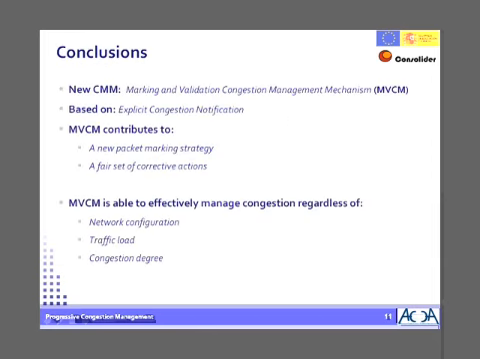To conclude, a new mechanism, referred to as Marking and Validation Congestion Management, based on the explicit congestion notification technique, has been proposed. The new mechanism contributes a new packet marking strategy and the first set of corrective actions. Finally, as a result of the deep performance analysis done, the new proposal is able to effectively manage congestion regardless of the network configuration, traffic load, and congestion degree.